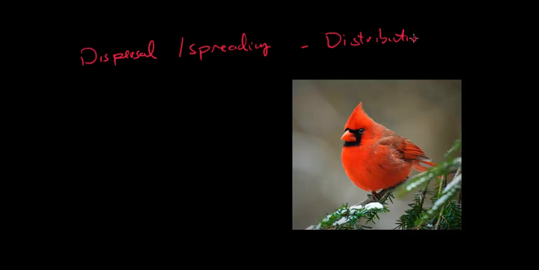dispersal and with migration. So let's talk about dispersal or spreading, which is different than distribution. Distribution was whether they were clumped or not, and how they were spread out in a location with a certain population density. Whereas dispersal is, sometimes we could use the word range.